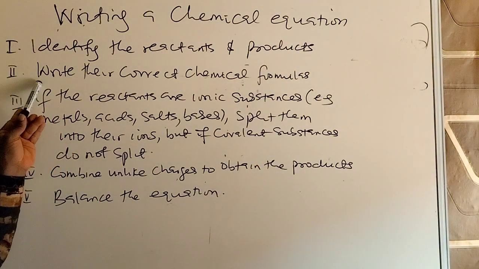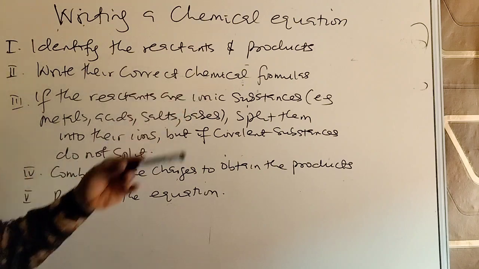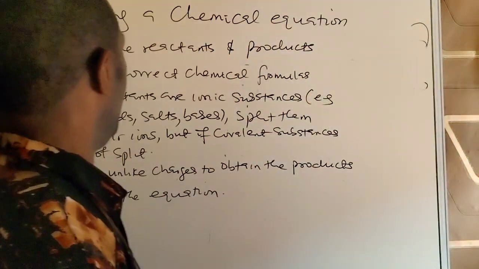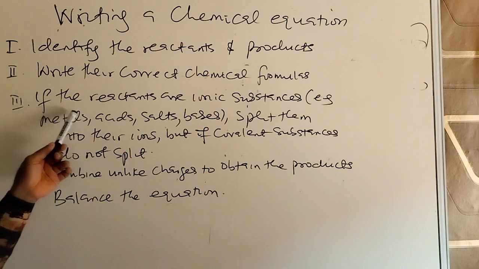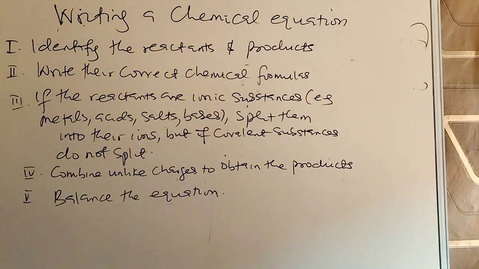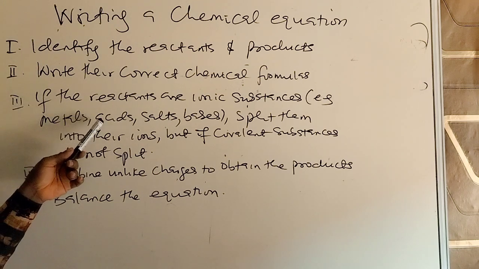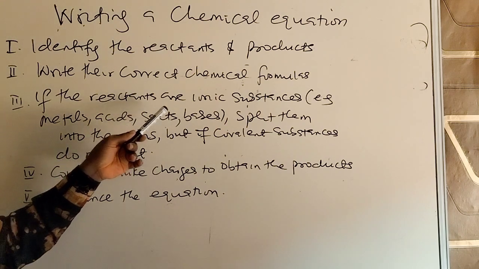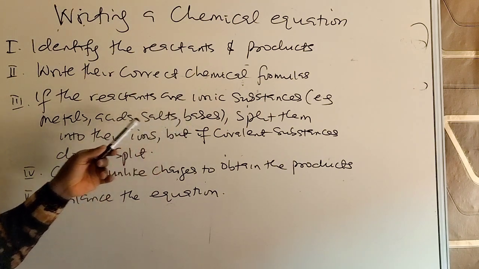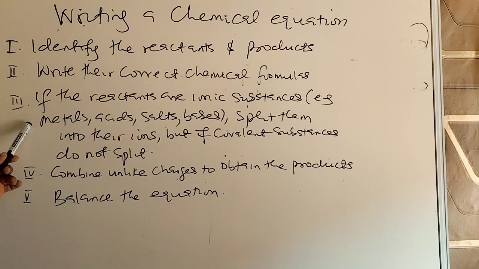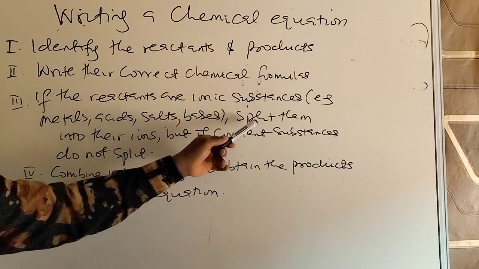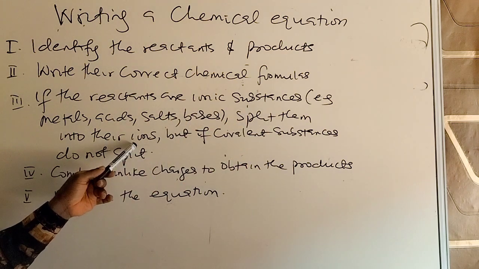Number 2, write the correct chemical formulas, that is, the correct chemical formulas of the reactants. And 3, if the reactants are ionic substances. Ionic substances include, for example, metals, acids, because acids can ionize in water, salts, bases or alkalis. So if the compounds or substances are of this nature, we take them as being ionic substances. Split them into their ions.